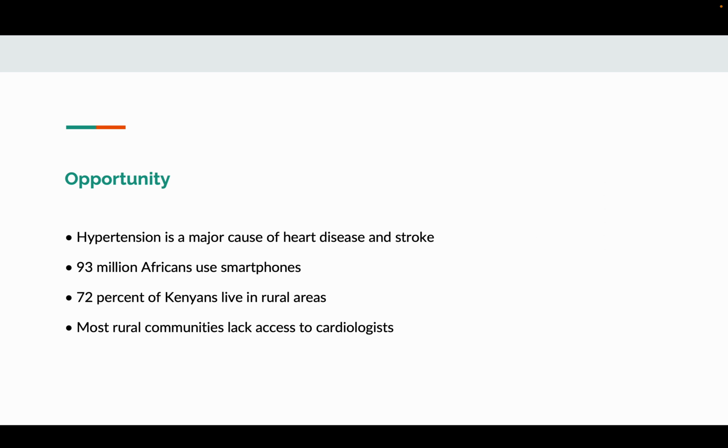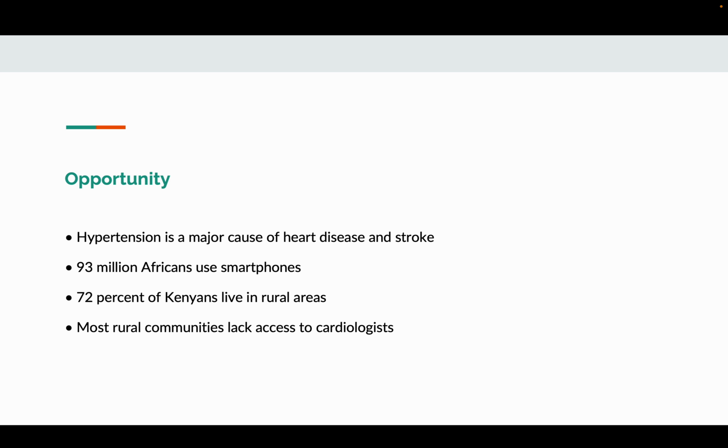So then we moved into the opportunity. In the context of healthcare, we said hypertension is a major cause of heart disease and stroke. A lot of Africans have smartphones, and we have a percentage of Kenyans that live in rural areas, and most rural areas don't have cardiologists. Hence, if we had technology, it could advance information from cardiologists and help people live healthier lives. This is used, like I mentioned, human-computer interaction is about designing technology for context. So now this slide is contextualizing. It's putting within context the work we are trying to do.